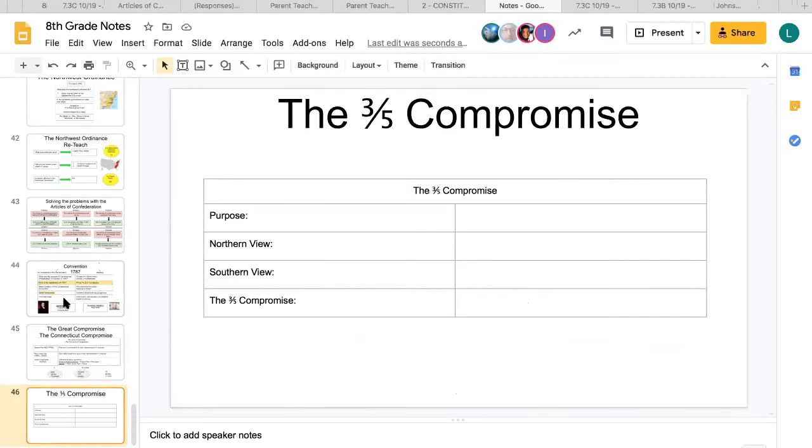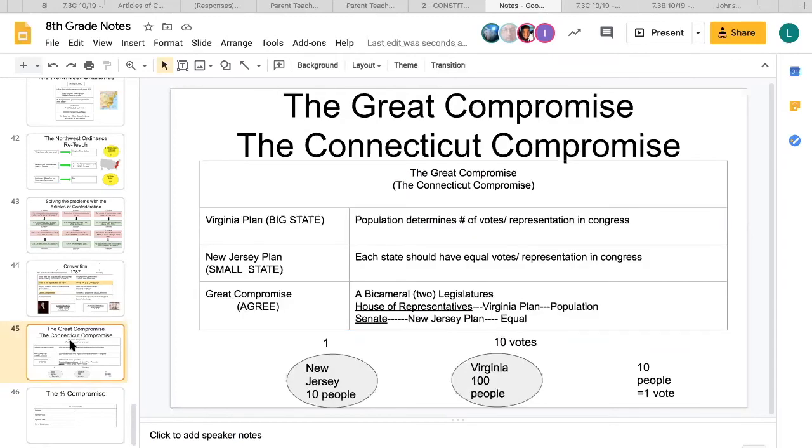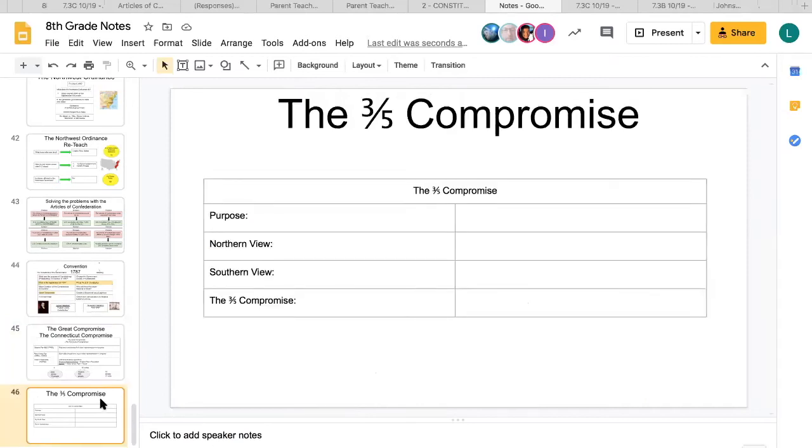Enslaved Africans. Now, based on the Great Compromise, which state wants to have more people counted? Virginia. Is it in the New England, middle, or southern region of the United States? Southern. If you are in the southern region, do you have a large slave population? Yes, you do.